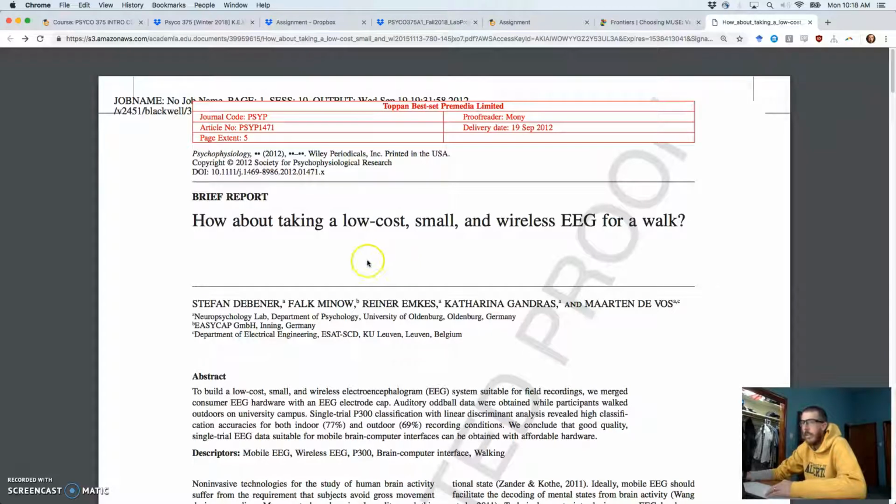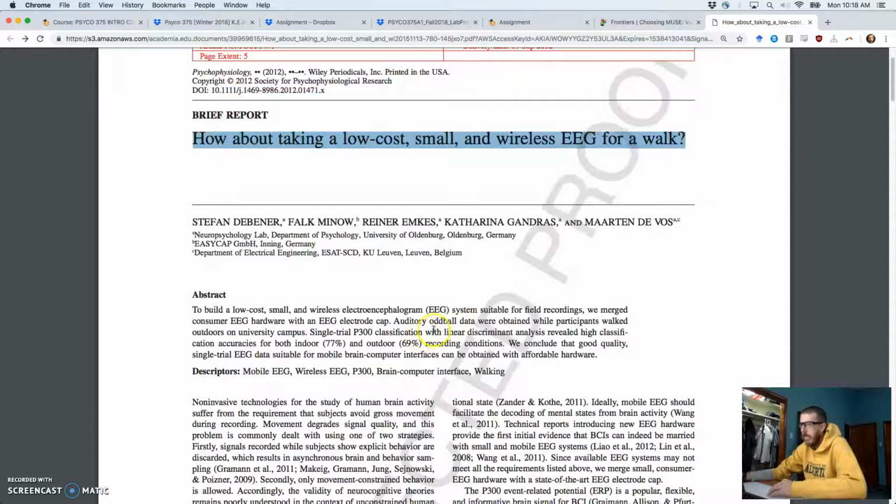the literature. So of course we've already read the title by this time and we've clicked on the paper. We know some of the authors, we might know some of the work that they've done in other studies. As we get more familiar with the literature, and then we might read the abstract or start to skim the abstract. This is quite a short one, and they say that this paper is to build a low-cost, small, and wireless EEG system suitable for field recordings.